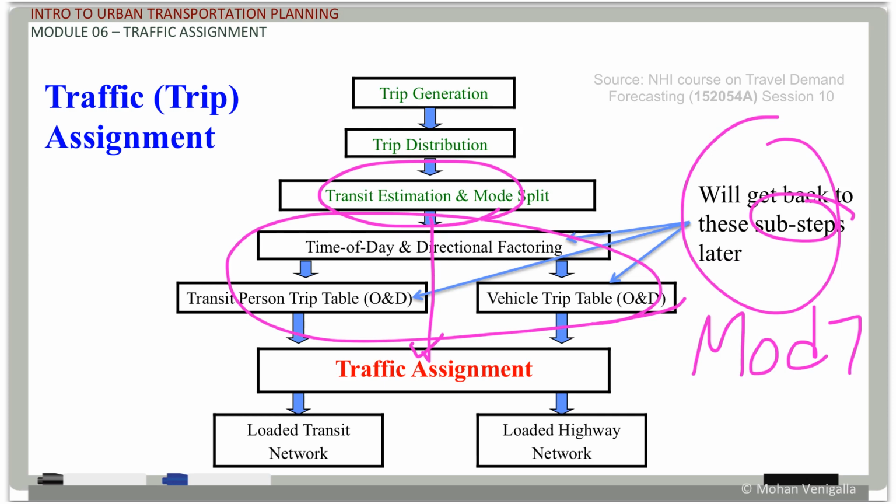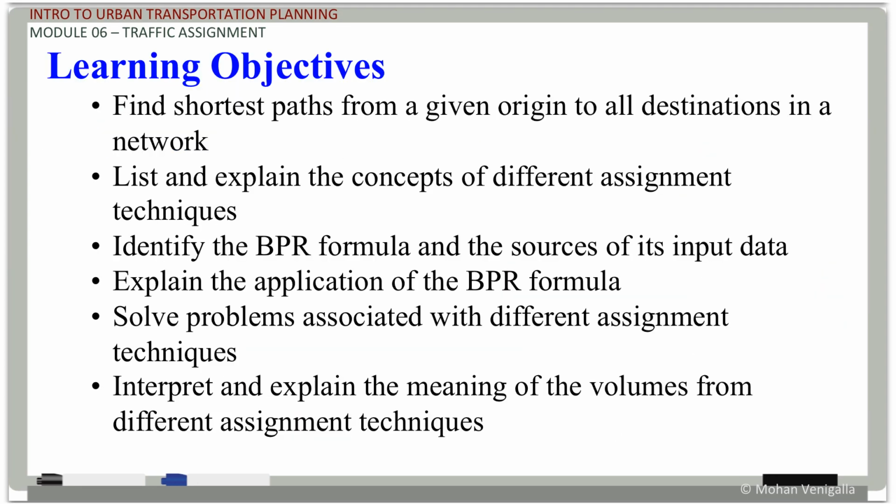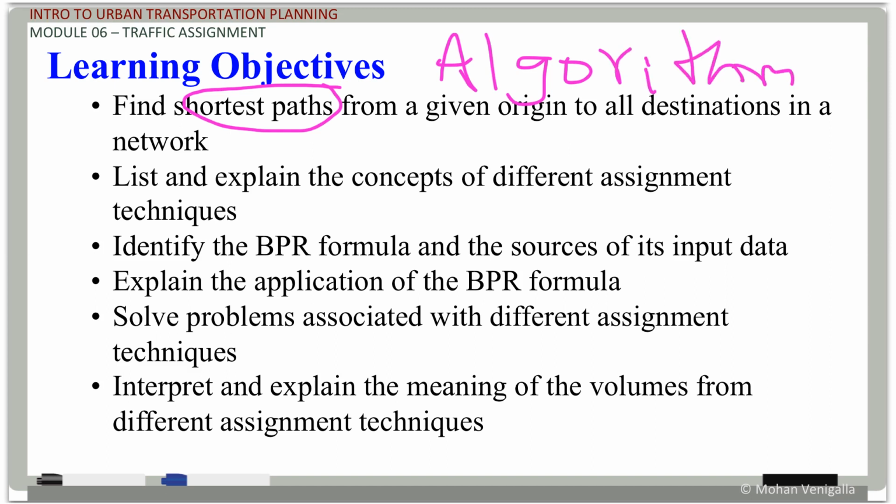So basically, in this module, we're going to talk about traffic assignment. What are we going to learn here today? We will learn how to find shortest paths. It's not like we don't know how to do it in our minds, but we have to have a methodical way of finding shortest paths. It's also known as an algorithm. We will find out the most popular algorithm which does that.